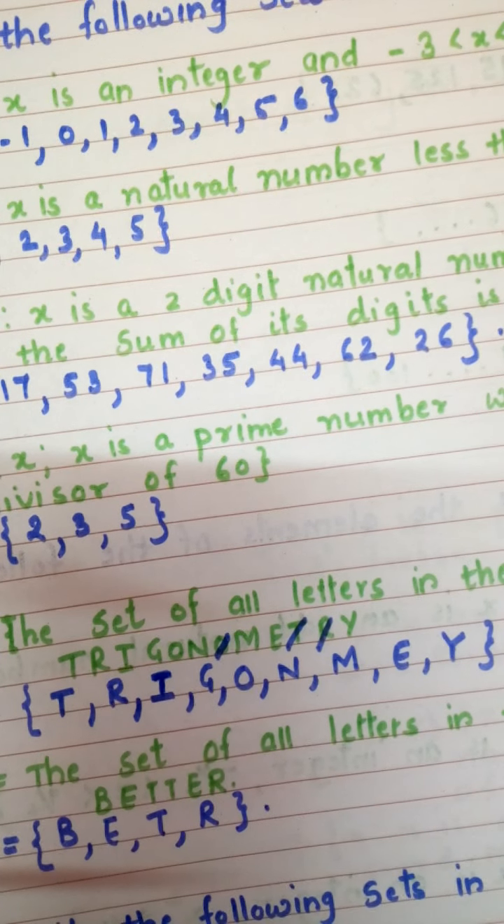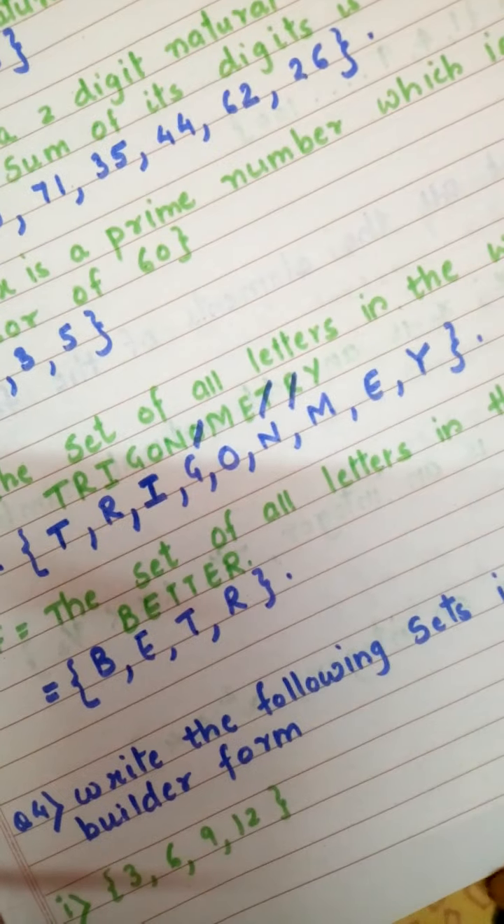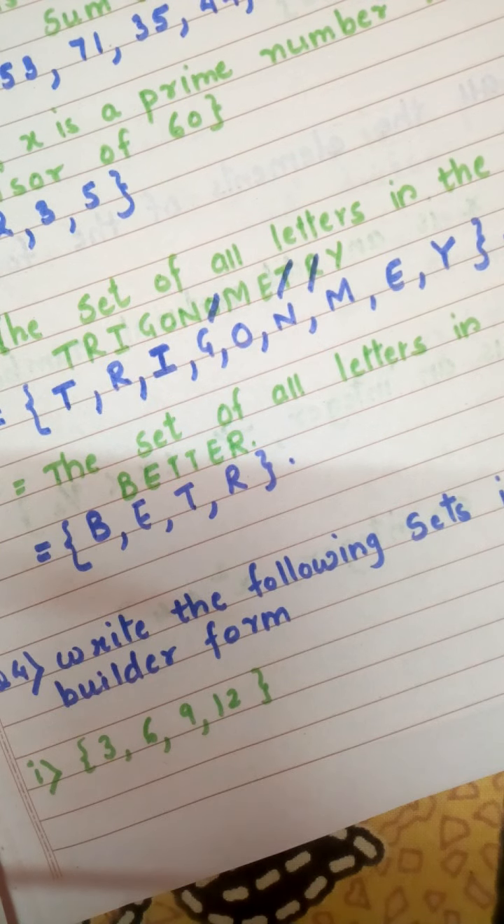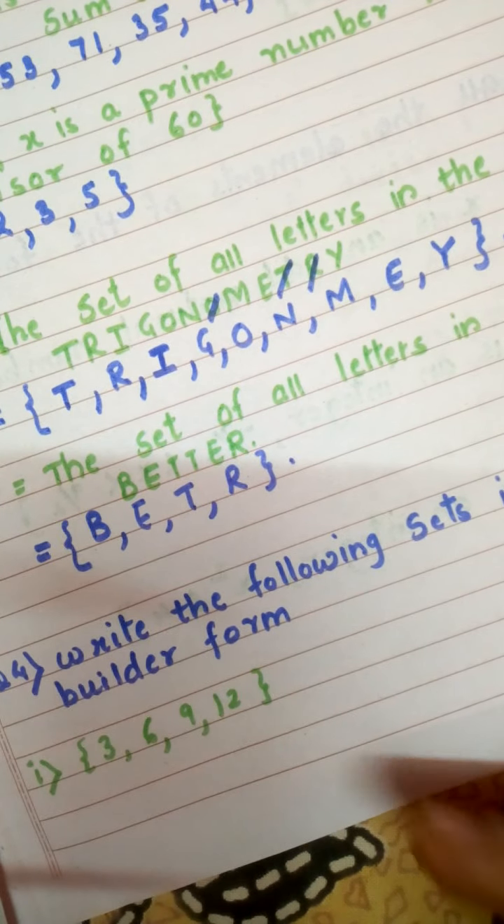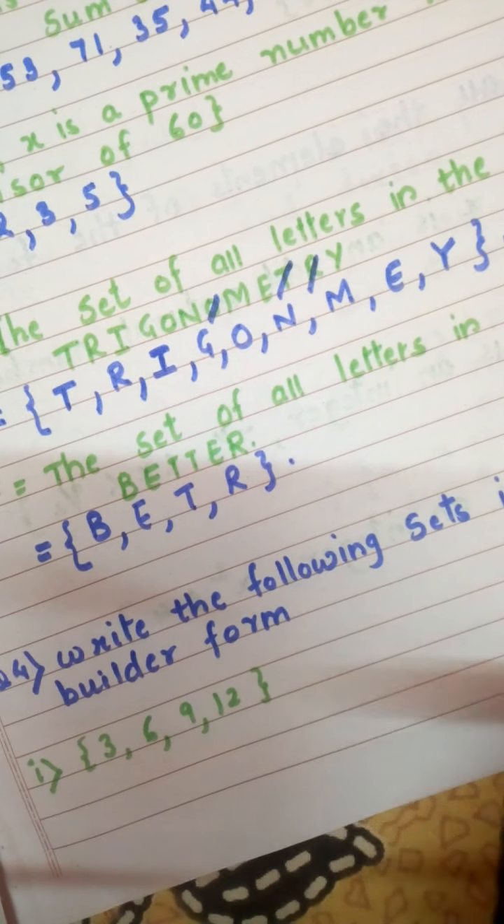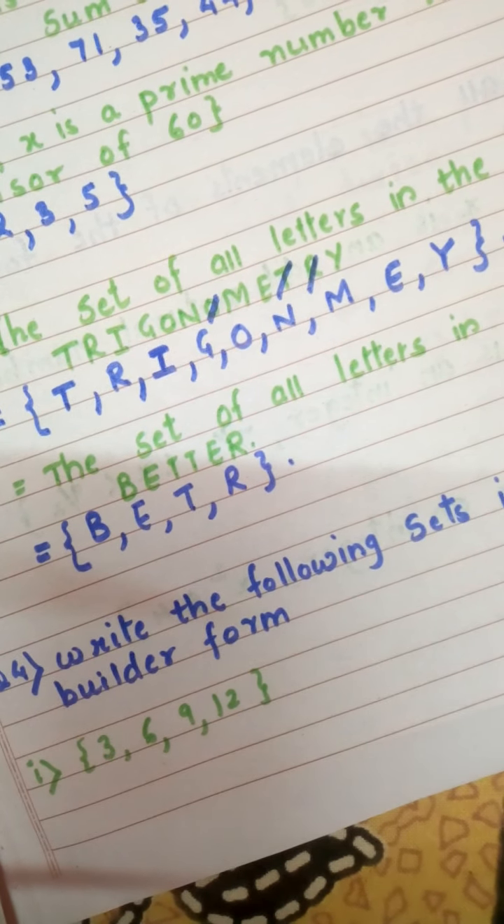If you all have any difficulty, then you all can post your doubts in the comment section. Now next go to the question number 4, which says that write the following sets in the set builder form. Now here we are given the questions in the roster form, but we have to guess the property of these elements and write them in the set builder form.